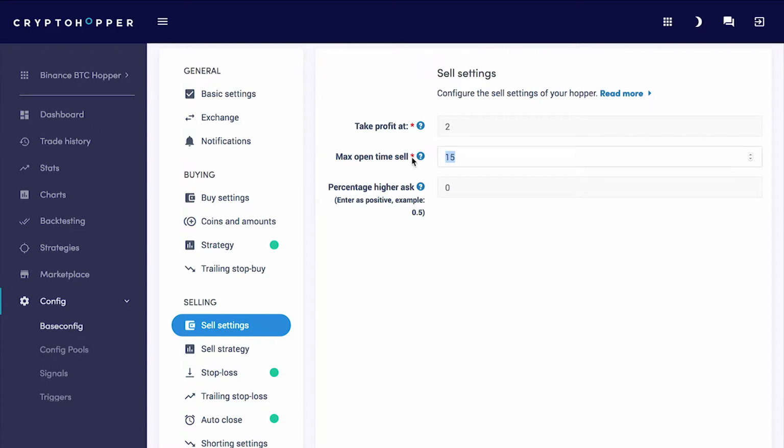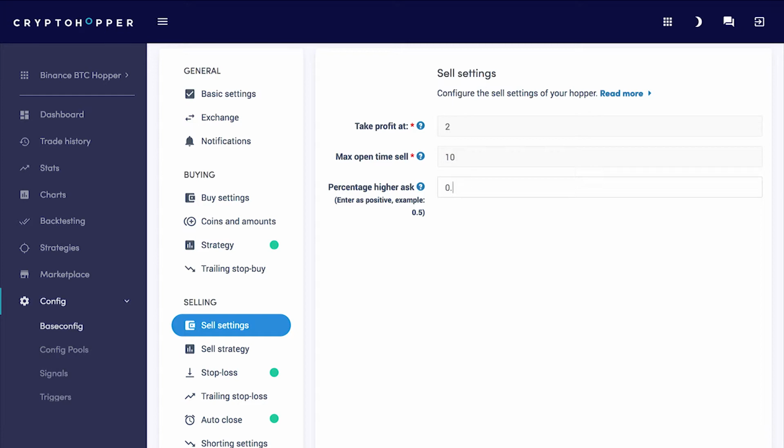The next option is max open time sell, which lets you decide how long you want your hopper to try and sell a position before the order is cancelled. Just like when manually trading, your hopper might not always succeed in selling an asset. This may be in the case that the market is falling and there's a discrepancy of buyers. Then you might want your hopper to cancel the sell order and try again after this amount of time.